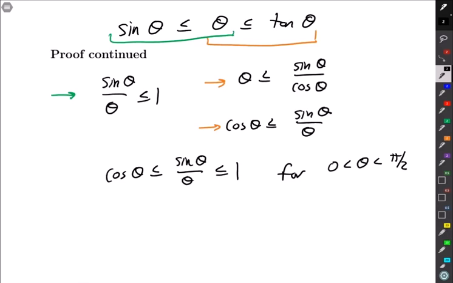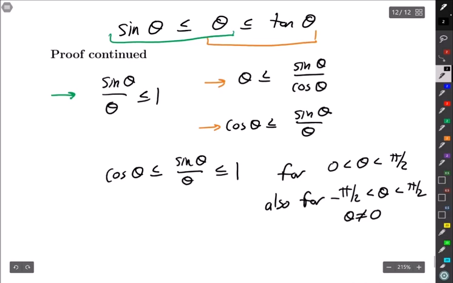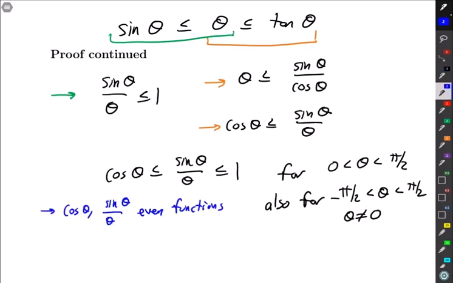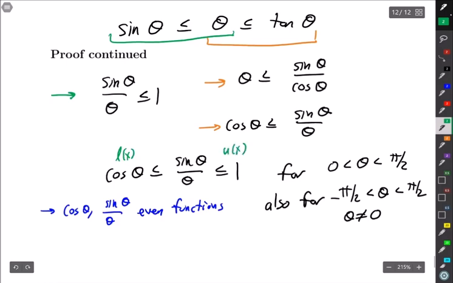So because all of these things are nice across, if I plug in negative theta, I get that this also holds on all of minus pi over 2 to pi over 2, as long as I exclude 0, which is exactly what I need for the squeeze theorem. So this is going to be our suggestions for L of x and U of x for the squeeze theorem. Now we just have to check the limits.